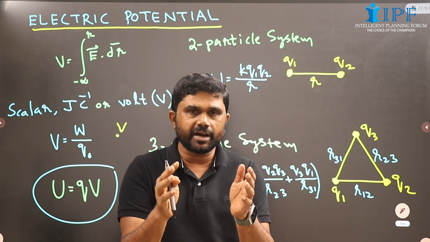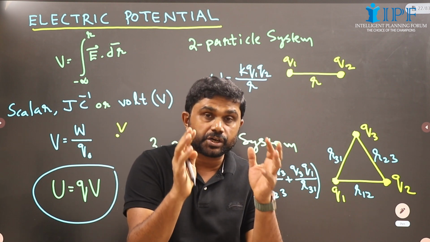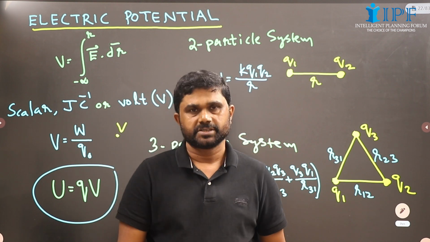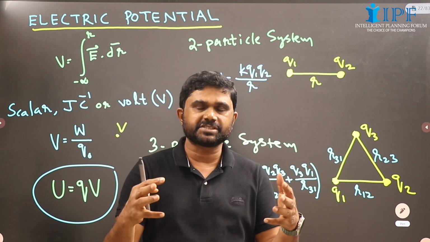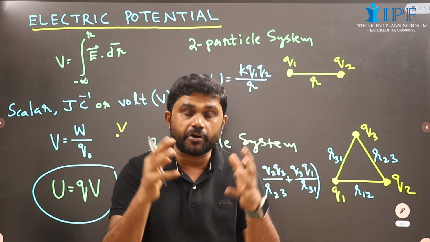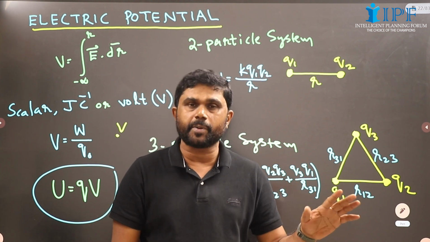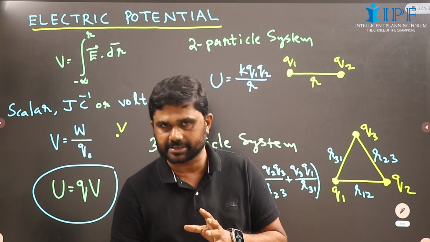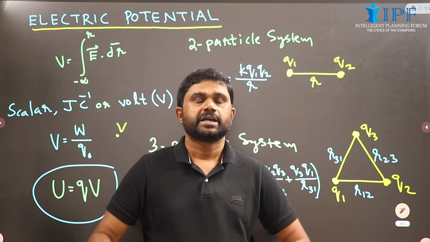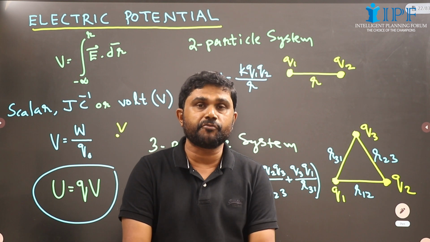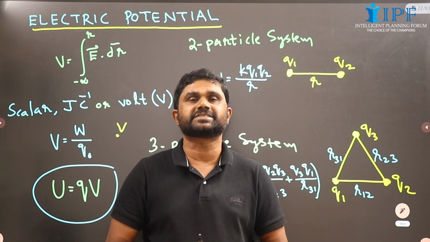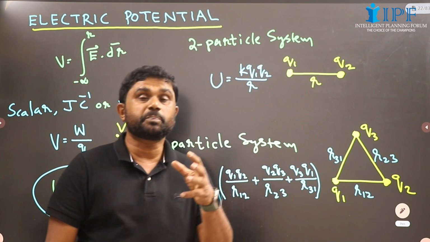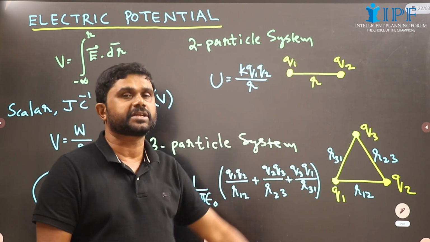And the potential energy of a system is the work required to assemble the system. Suppose we have a system, let's consider the simplest form of the system. If there is only one particle, we cannot call it a system. It's only a particle. But whenever there is more than one particle, it can be called a system. Then the simplest form of the system is a two-particle system.